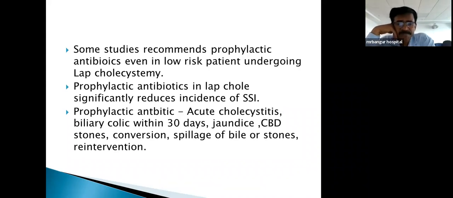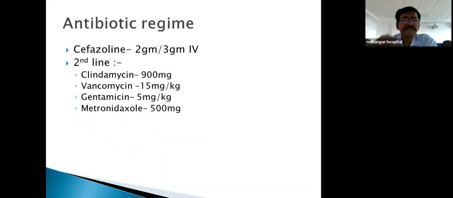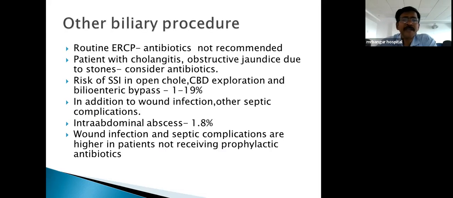Also when the patient has jaundice, has associated CBD stones, requires conversion, or there is spillage of bile or stones during surgery. The usual antibiotic regimen is cefazolin 2 gram or 3 gram depending on the body weight. And if not possible as first line, it can be clindamycin, vancomycin, gentamicin, or metronidazole.